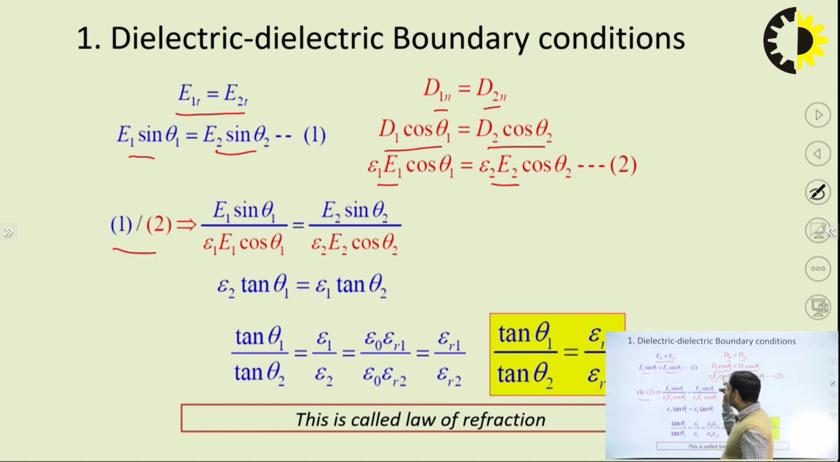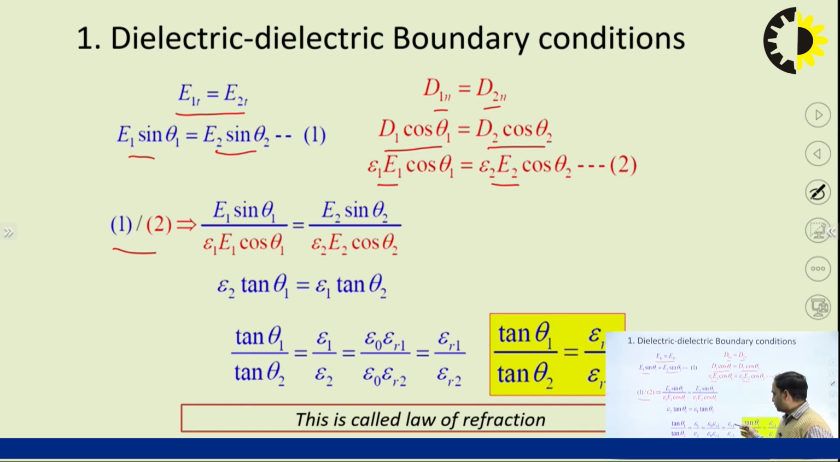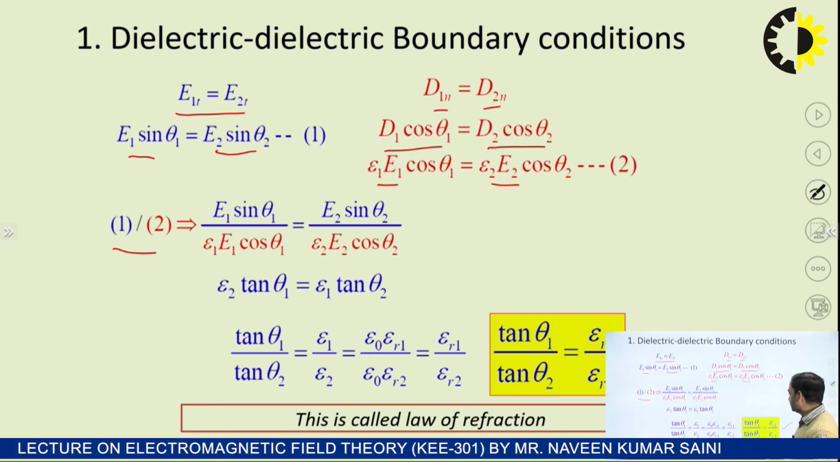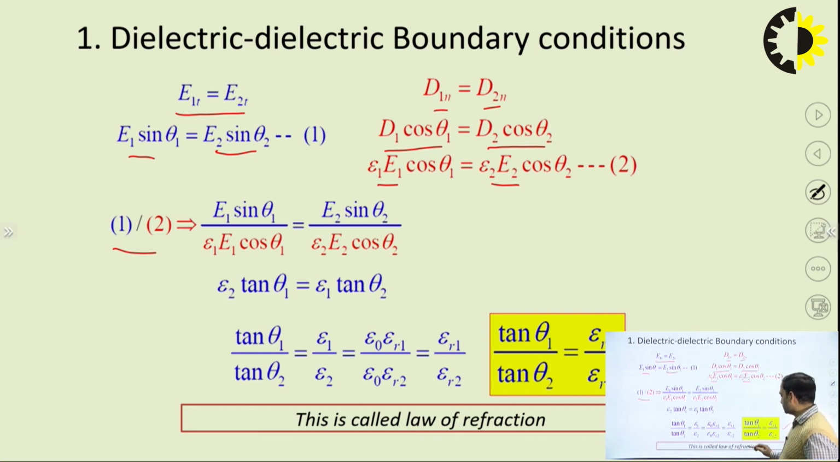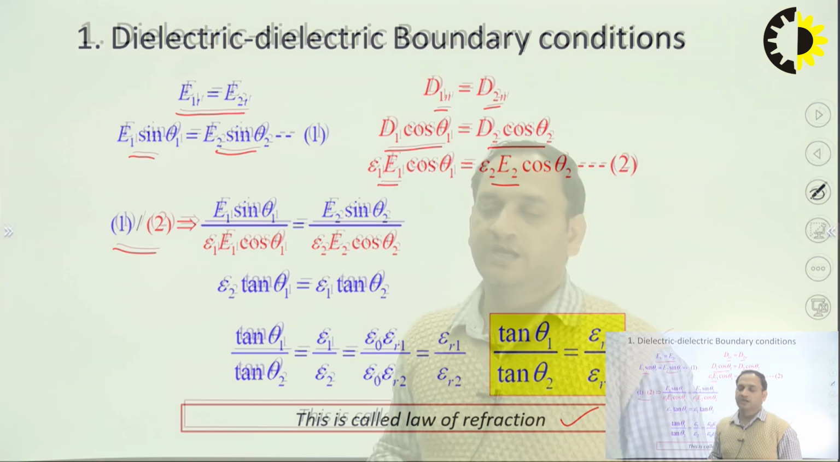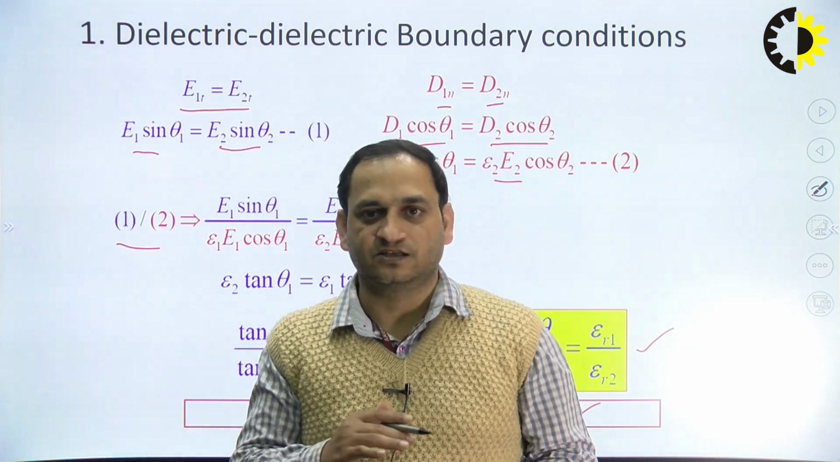Then when we divide these two equations, automatically when you're solving, in this case we will get tan theta 1 upon tan theta 2 is equal to epsilon 1 upon epsilon 2, right? So we can convert epsilon with epsilon naught into epsilon r. So this will be epsilon r1 upon epsilon r2. So here we got tan theta 1 upon tan theta 2 is equal to epsilon r1 upon epsilon r2. So this is nothing but the law of refraction. So up to this point we have proved the dielectric case.